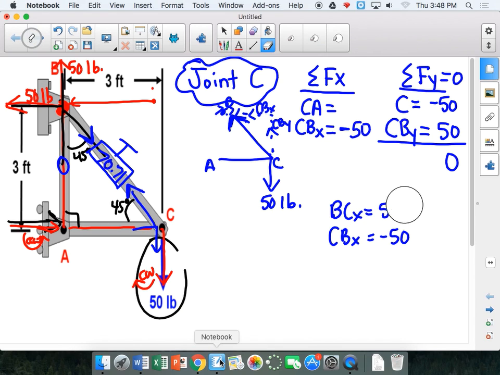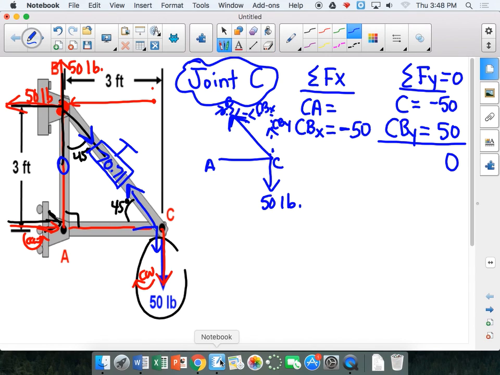So that makes CA really easy to find. We're not going to have to use any trig at all on this one. Since our forces in the x direction have to equal 0, that makes CA positive 50. So CA will be going to the right 50. So on our diagram, it's going to the right this way, that's 50. And that means this way it's going to the left. So that means because they're pointing at the joints, that's compression.